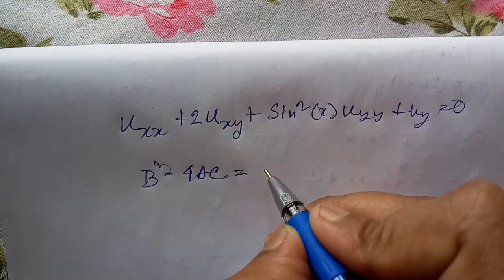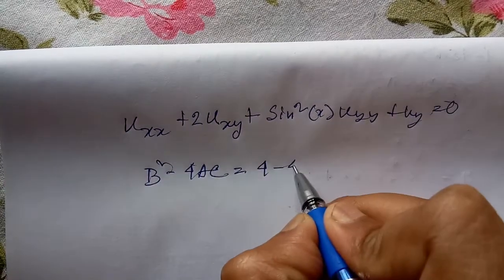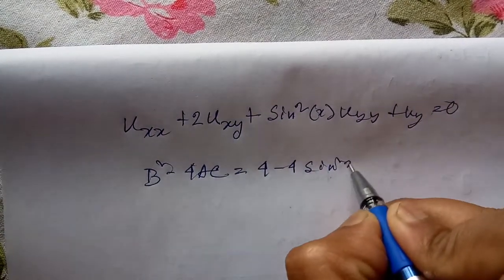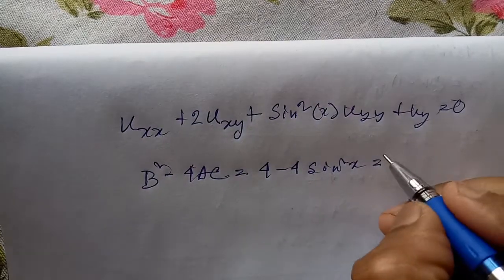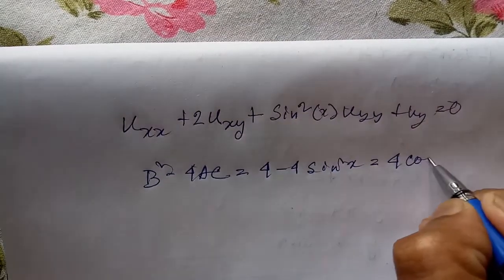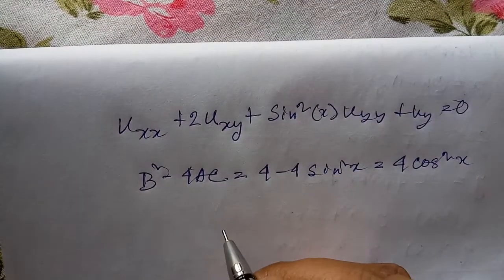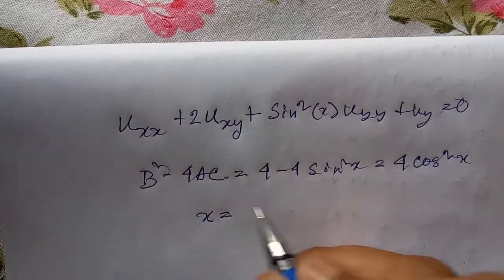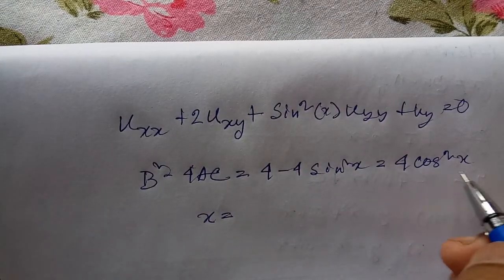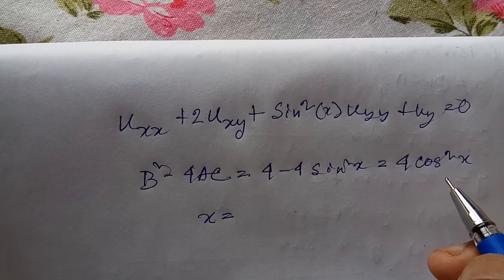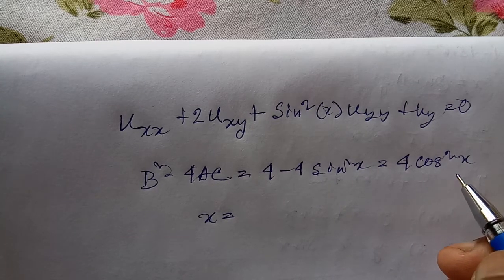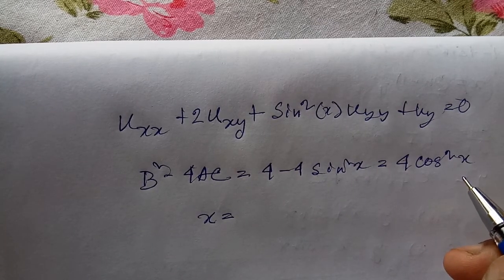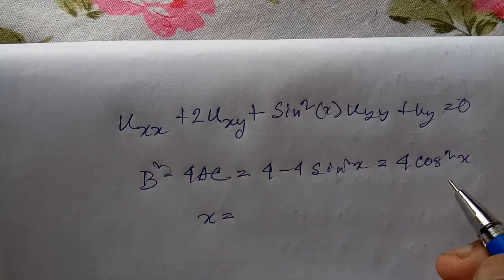this is 4 minus 4 sine square x, that is 4 common, 1 minus sine square x, that is 4 cos square x. Now see, the first point to be noted is that this is a square term, so this cannot be negative, so there is no chance to have any elliptic cases from here.